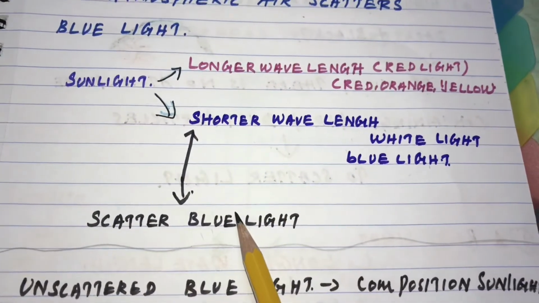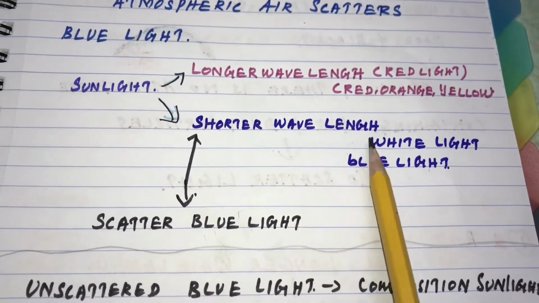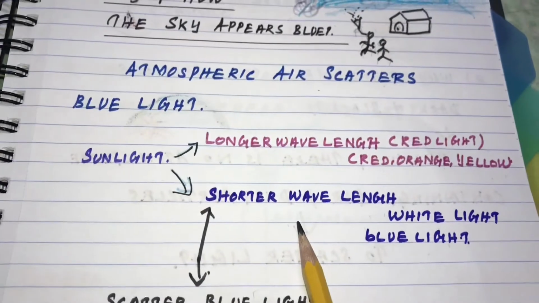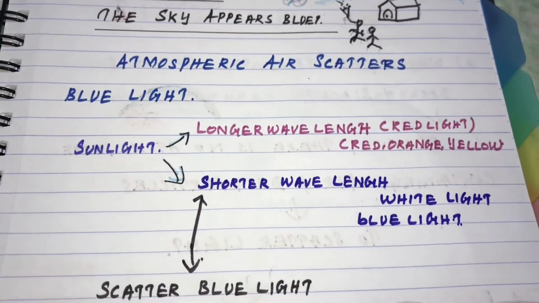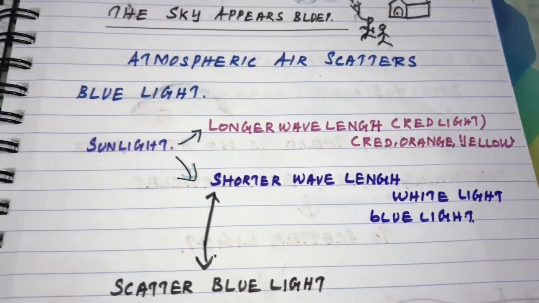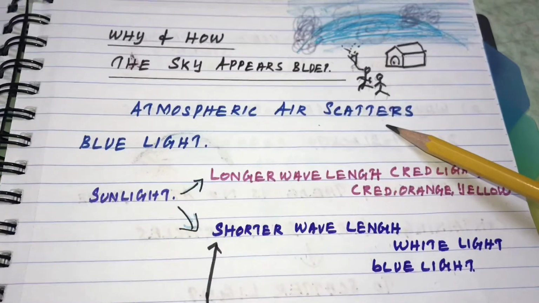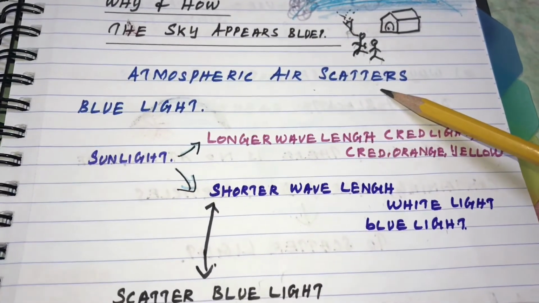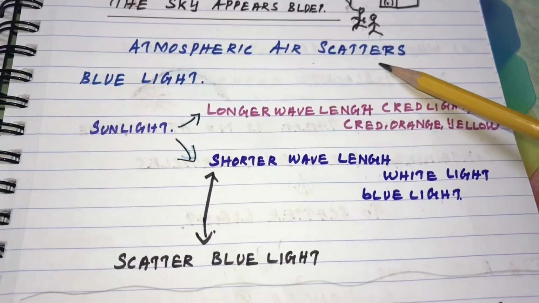The atmosphere scatters blue light, that is the shorter wavelength light, thereby the scattered blue light appears in the atmosphere, and the sky appears blue. Atmospheric air scatters blue.